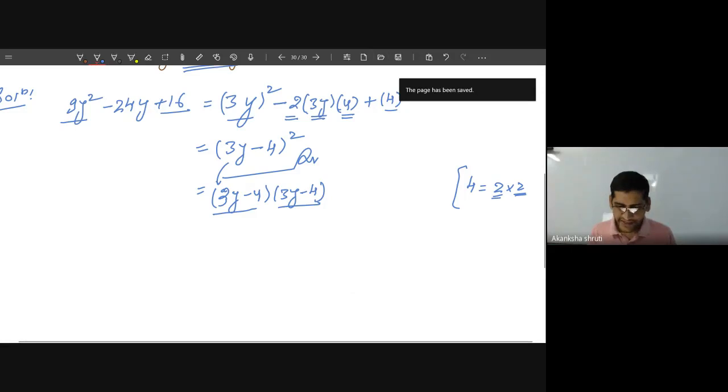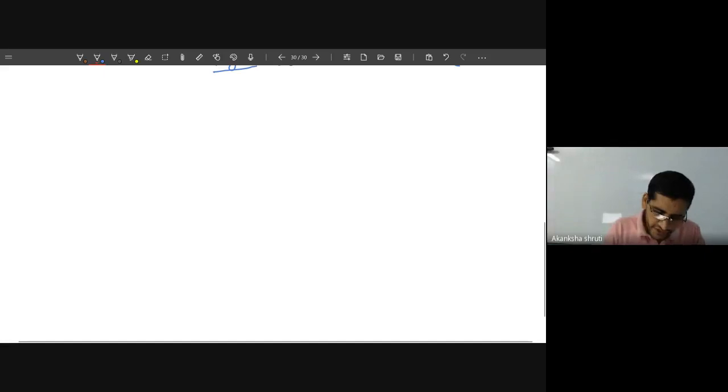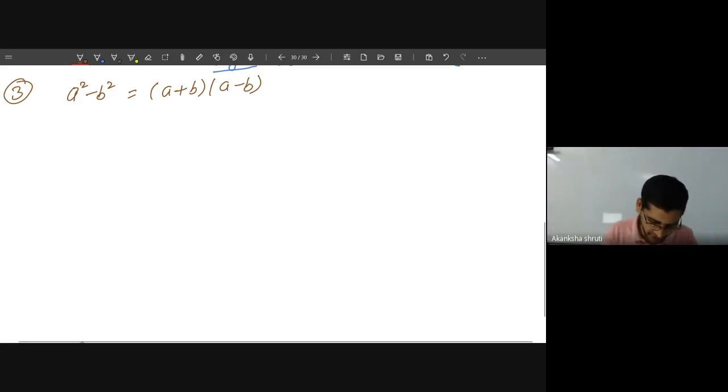Can we go for the next identity? Yes, sir. Okay, students, let us write all the identities quickly. The third one is for x square, or write it in terms of a and b only. If there is a square minus b square, this is given by a minus b into a plus b. This we have already learned and used in our chapter 1 also.